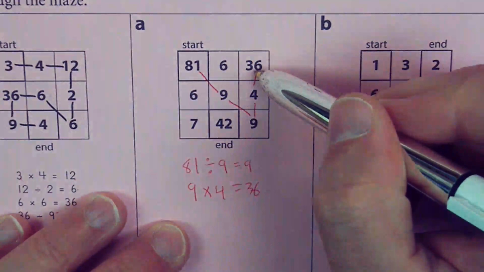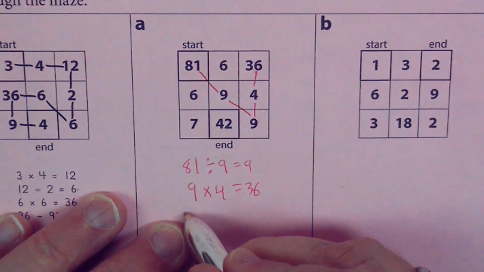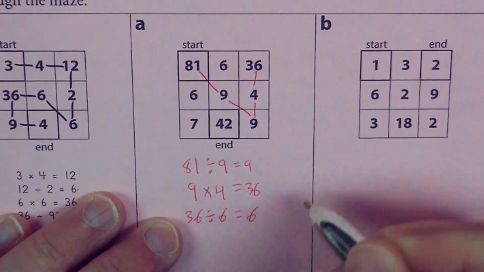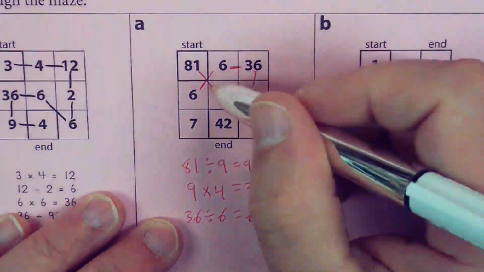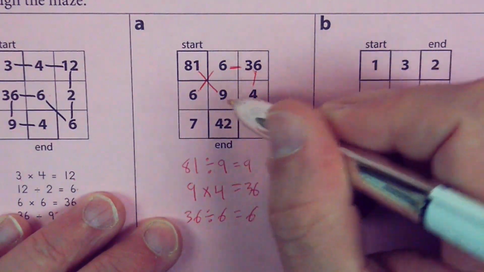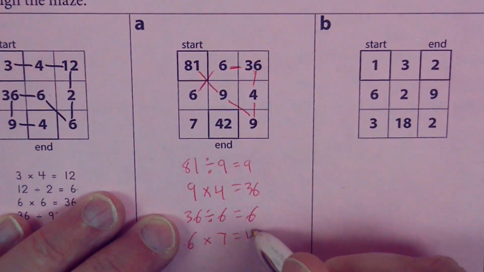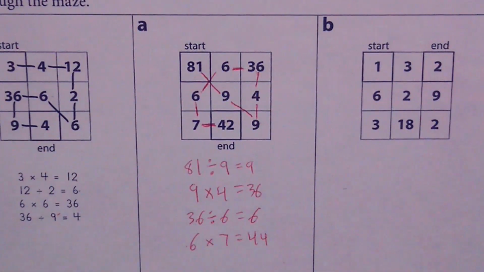36. Do you know your math facts? What times what is 36? 6 times 6. So 36 divided by 6 is 6. Then a 6 and a 7 and a 42. That makes sense, right? Take that 6 here, take it times 7. You're going to get a 42. 6 times 7 is 42, and that's how you get to the end.